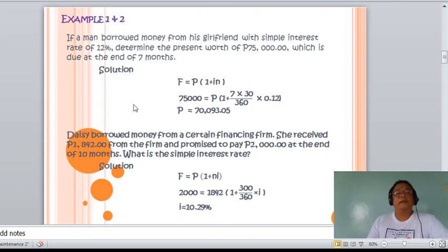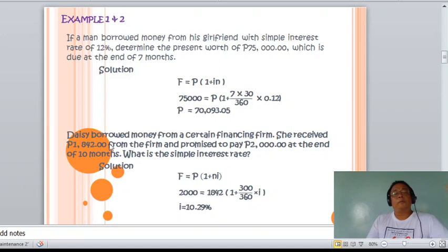Daisy borrowed money from a certain financing firm. She received 1,842 from the firm and promised to pay 2,000 at the end of 10 months. What is the simple interest rate? Okay? So this is another ordinary simple interest problem, where the future amount and the present amount are already known.